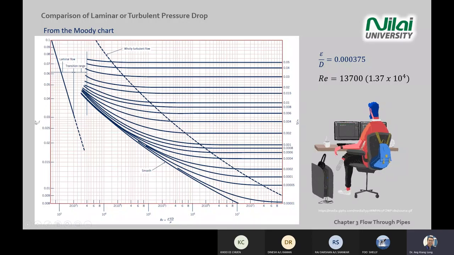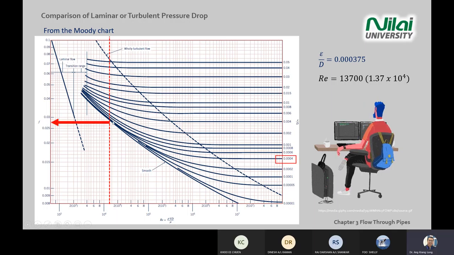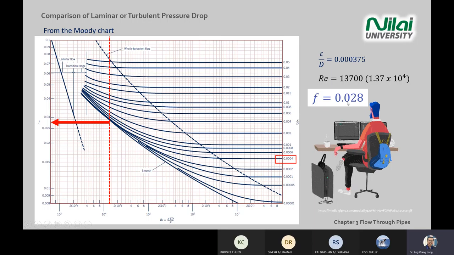Okay, sometimes you enter from the left, sometimes you enter from the right, sometimes you enter from below. There will be some value missing. In this case, you are given the epsilon and D, so you calculate the roughness ratio. Reynolds number, you calculate. You enter these two, combine these two together, then you project to the left, you will get around 0.028. The location of this arrow is a bit off because if you use PowerPoint, it's very hard to pinpoint the location, but the idea is there. You use the two axes to combine together, you project to the left, you'll get 0.028.